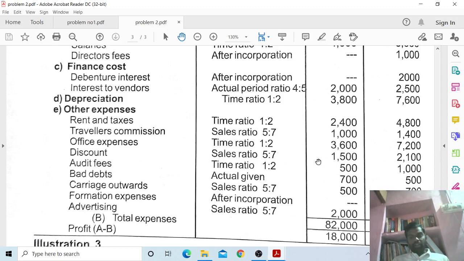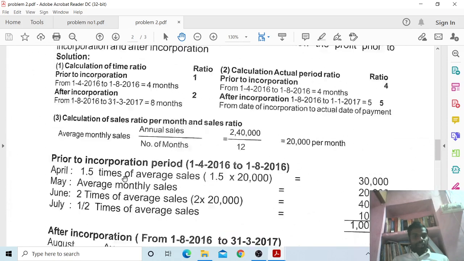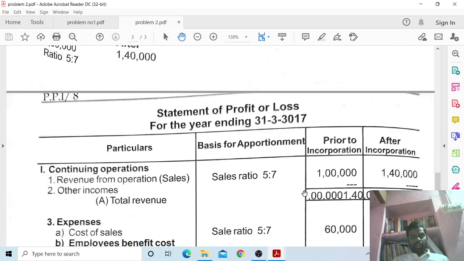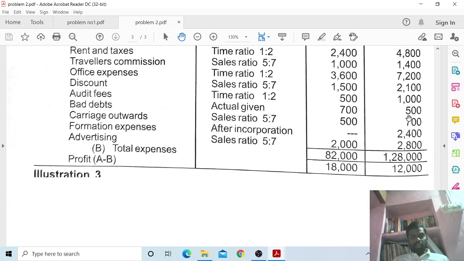Discount, sales ratio 5 is to 7. Total 3,600, so 1,500 prior incorporation period and after incorporation period 2,100. Audit fees, time ratio 1 is to 2. Total 1,500, so 500 and 1,000 after incorporation period. Bad debts, actual given. Prior incorporation period adjustment: 700 bad debts in prior incorporation, after incorporation period 500. Total 1,200.